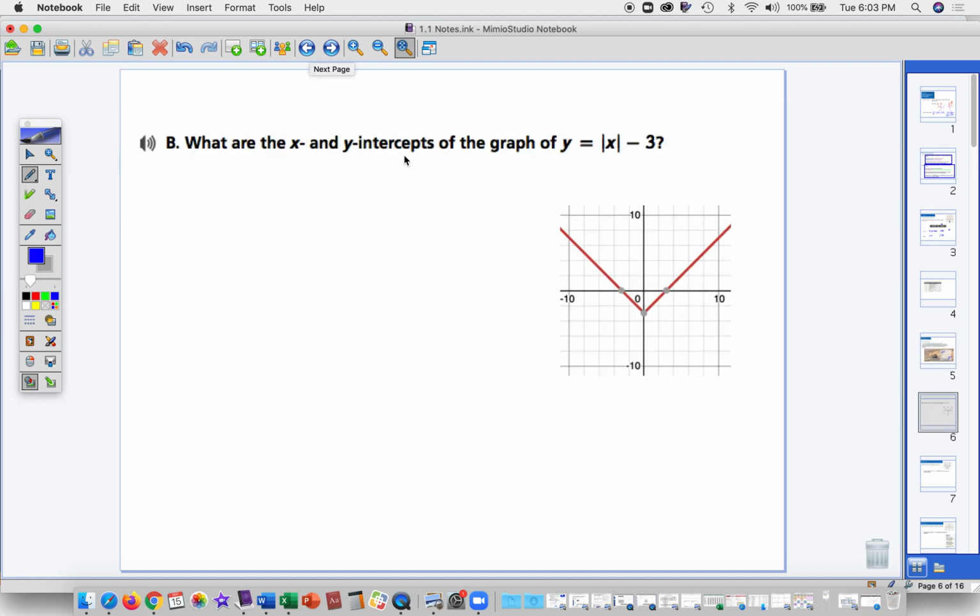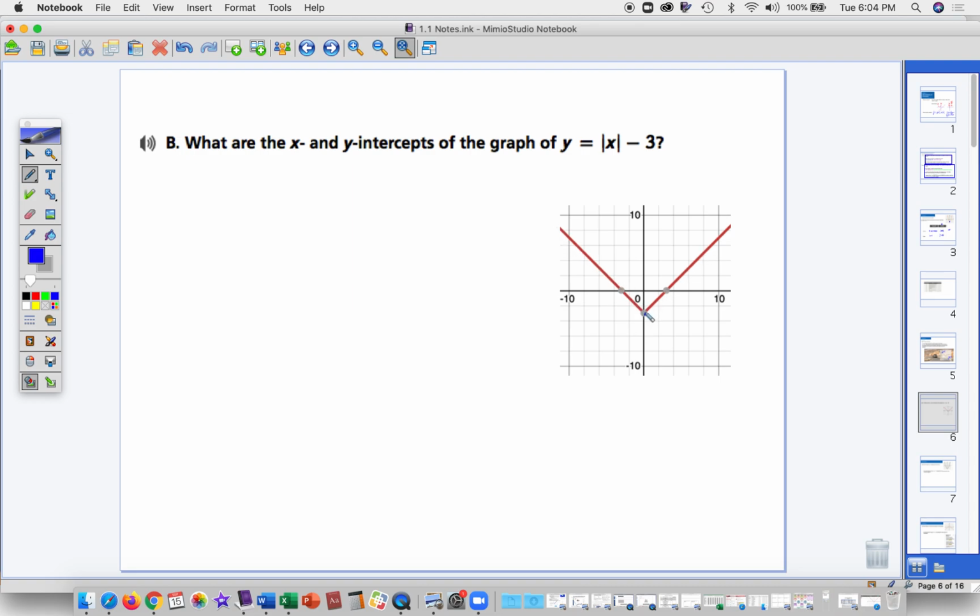Okay, so what are the x and y intercepts of this graph? When I look at this graph, you could plug this into your calculator, or if you don't have a graphing calculator, you could use the Desmos app, or Desmos on the computer, or on your phone. You go to the website and use the graphing calculator there. You don't have to sign up for anything. If it's the absolute value of x minus 3, the graph has a V shape.